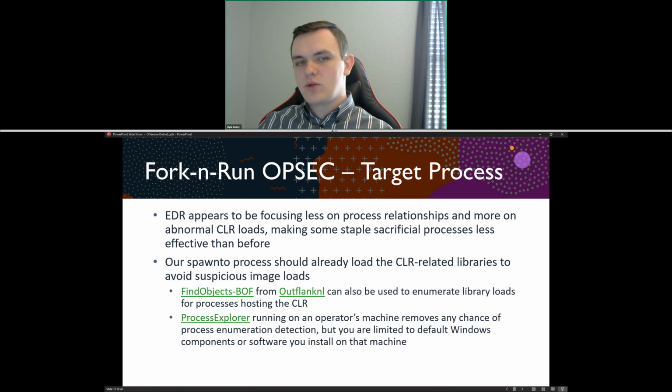So when you kick off a fork and run instance, the subprocess has to load the .NET runtime DLLs from disk so that it has all of the necessary components to execute your payload. And if you load something that never loads the .NET runtime, then that's going to be very suspicious. And there are lots of ways to collect image load events.